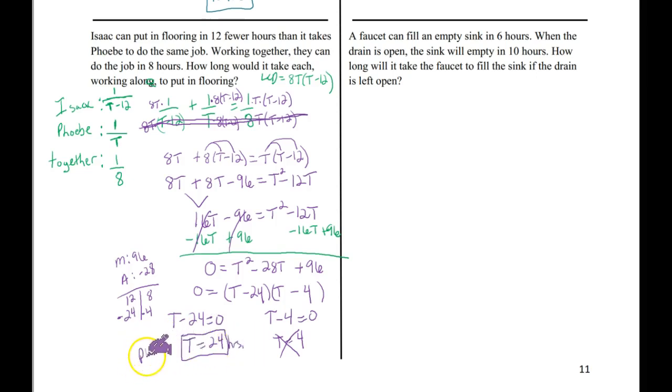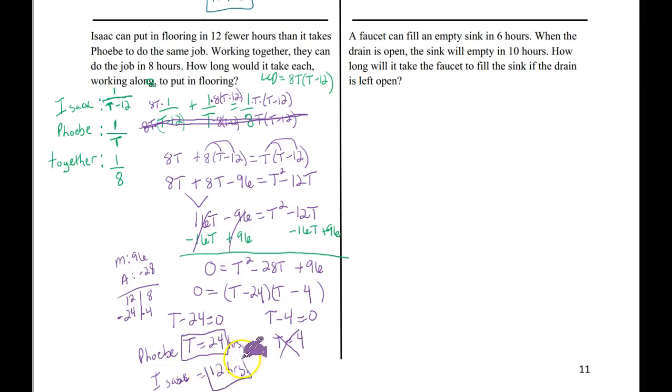So that's Phoebe, because her time was just t. And Isaac can do it in 12 hours less than Phoebe, so he can do it in 12 hours. And there you go.